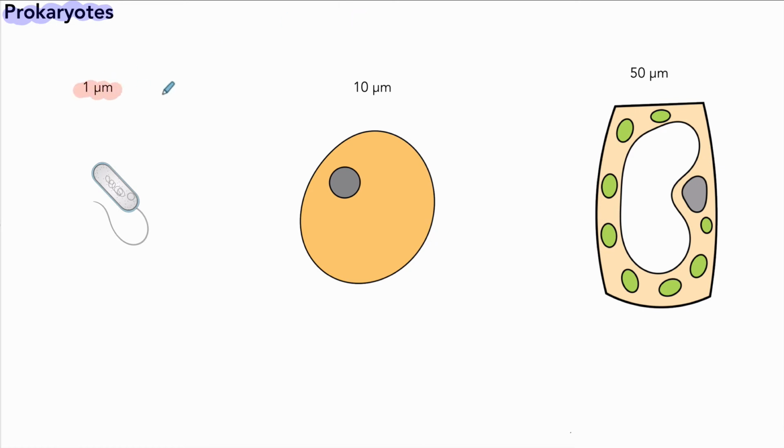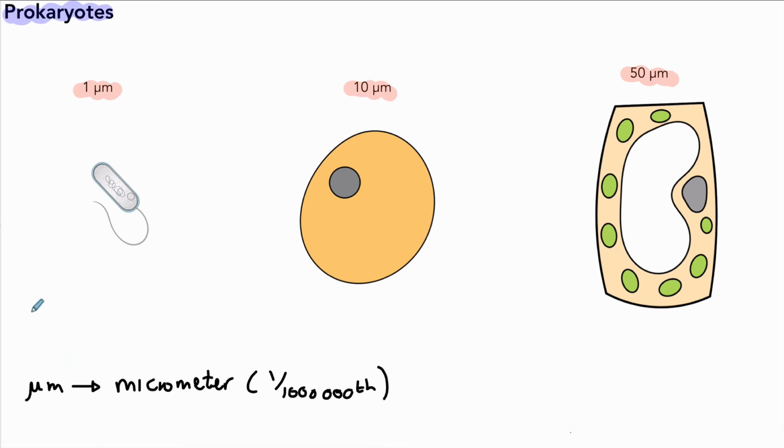Okay, so what we're going to look at next is the prokaryotes. With the prokaryotes, we often refer to those as bacteria, but I've put in some measurements there. We've got 1 micrometer, 10 and 50 micrometers. That symbol there means micrometers, and 1 micrometer is the same as 1 millionth of a meter, or you could say 10 to the minus 6, but that's the kind of size we're talking about.